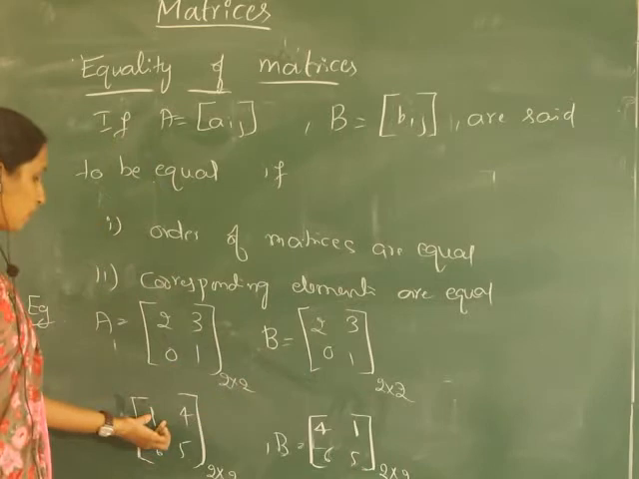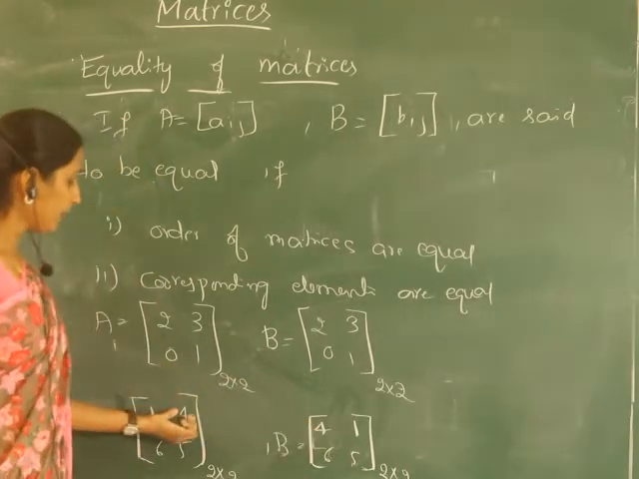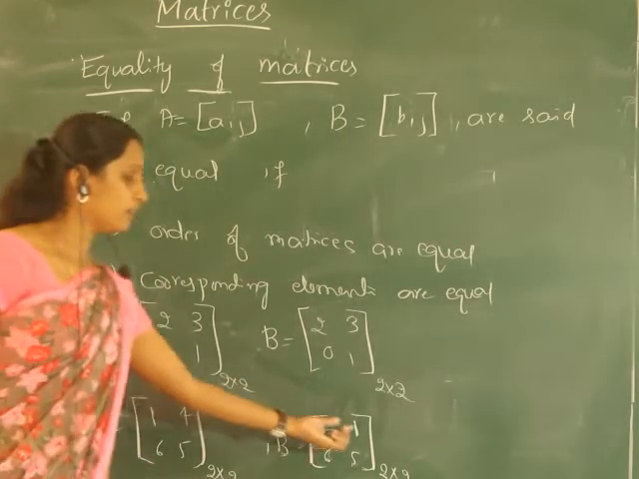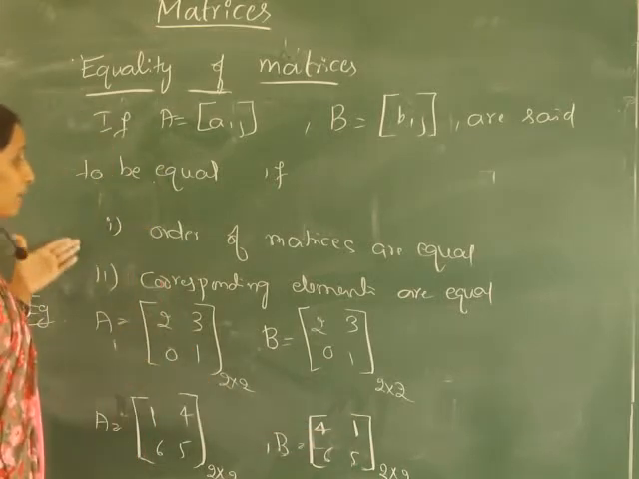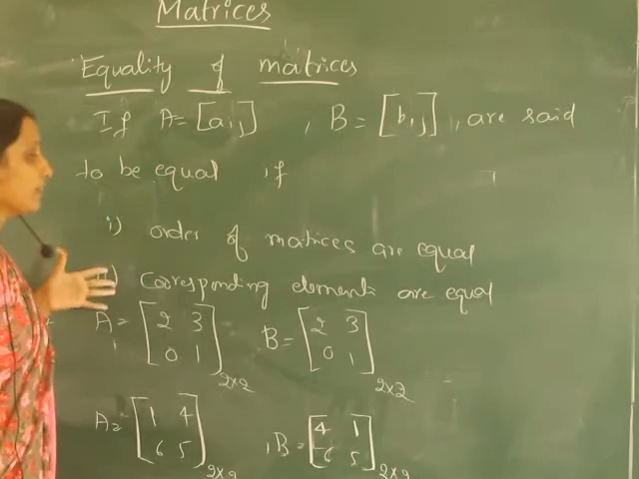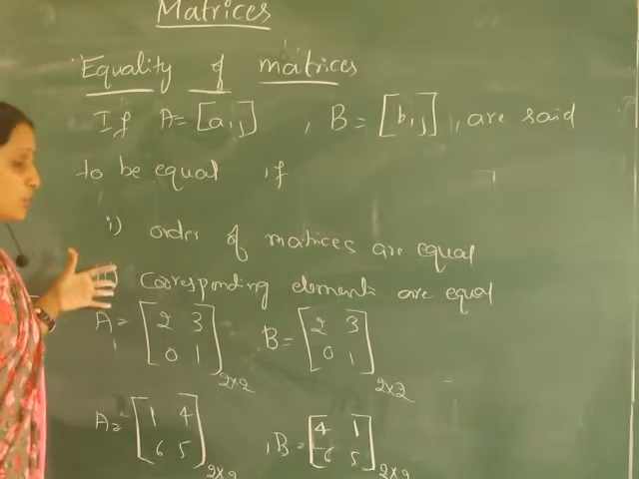Here A11 is 1, here A11 is 4. Here A12 is 4 and here A12 is 1. So the condition is they should have the same order and the corresponding elements should also be equal.